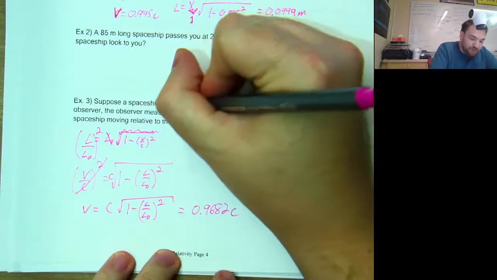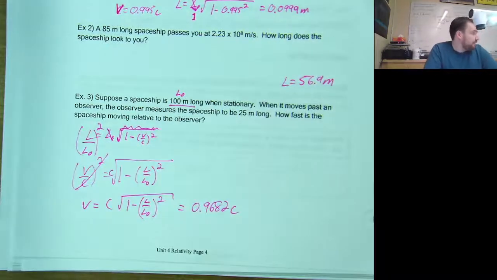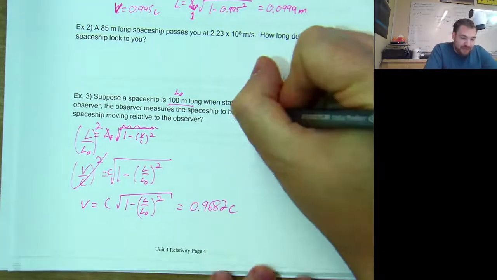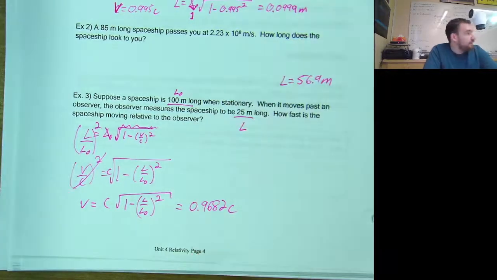Yes, L0 would be 100. And the 25 meter long is L. Cool?